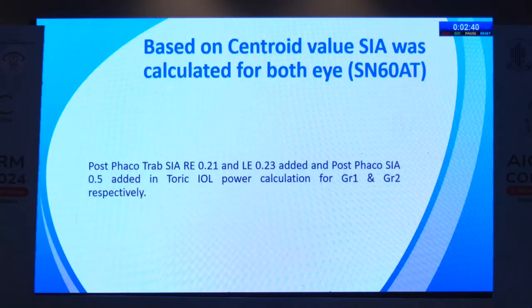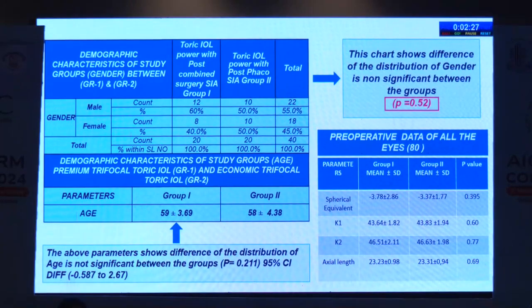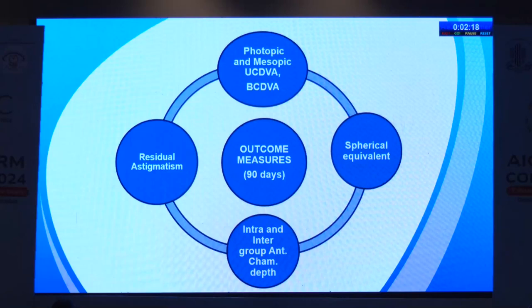Based on centroid value, SIA was calculated for both eyes. Post phaco trab SIA was found to be 0.21 in the right eye and 0.23 in the left eye, and post phaco SIA was 0.5, which was added in the toric IOL power calculation for group 1 and group 2. This is the pre-op data of all the eyes: age, sex, spherical equivalent, K1, K2 and axial length. It was comparable. The outcome measures at 90 days were photopic and mesopic UCDVA, BCDVA, spherical equivalent, intra- and intergroup anterior chamber depth, and residual astigmatism.